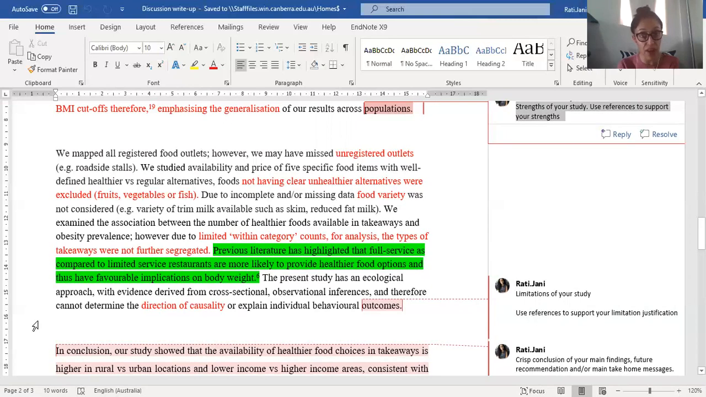Okay, so I have defended my findings. And not just that, I have gone further in highlighting that in my sample, yes, the full service takeaways provide more healthier options than, say, other types of takeaways.